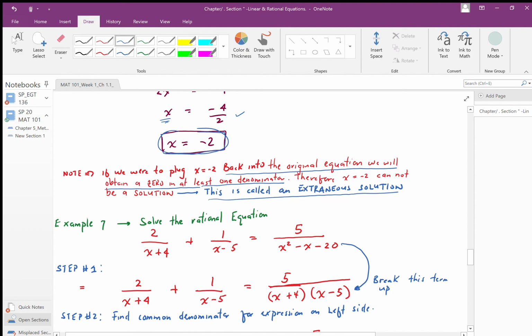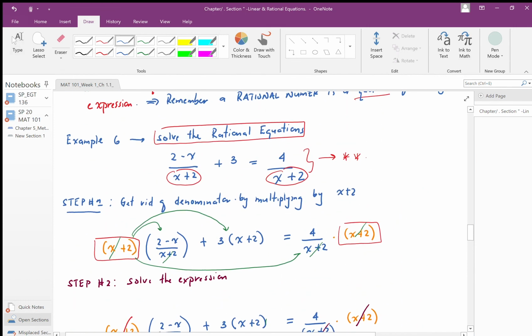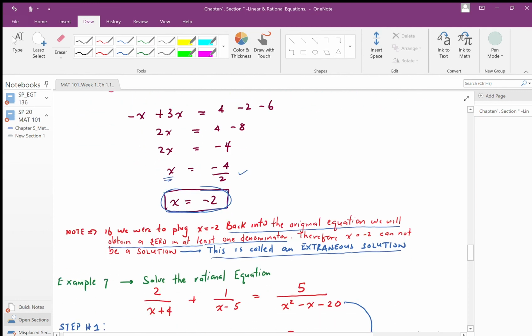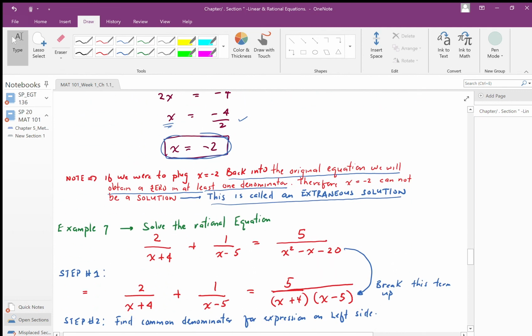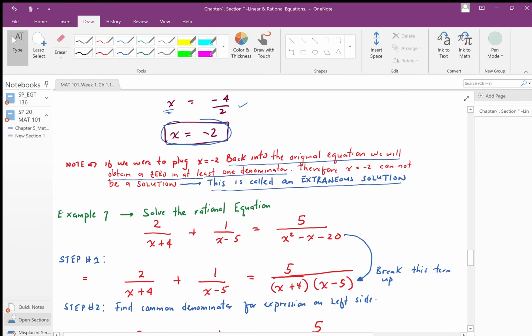Typically what that means is this value here has a 0, and this value also has a 0. 2 minus x, with x being negative 2, is going to be 4 divided by 0, which is not a solution. So it's called an extraneous solution. Keep in mind that you always want to check your values to know what kind of solution you have. Whenever you have a number over 0, that is typically called an extraneous solution.